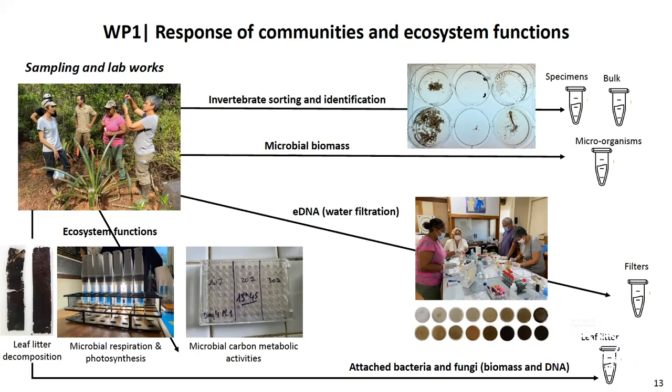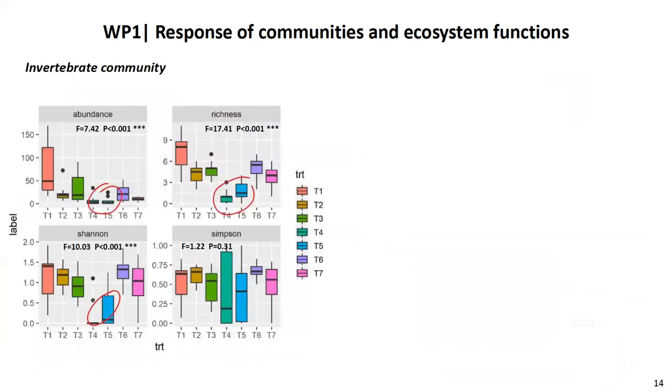Finally, in addition to leaf litter decomposition, we also add several additional leaf litter strips inside of both coarse and fine tubes to be able to quantify attached bacteria and fungi on the leaf surface, because they play a key role in leaf litter decomposition. And we focus on biomass and DNA analysis. So we still do not have all the data, but I will show you very preliminary results.